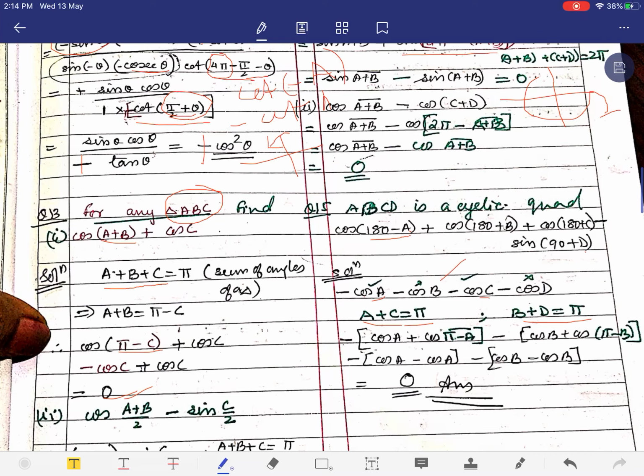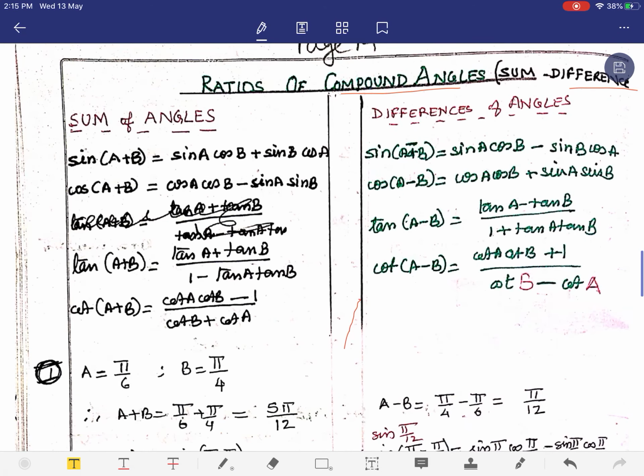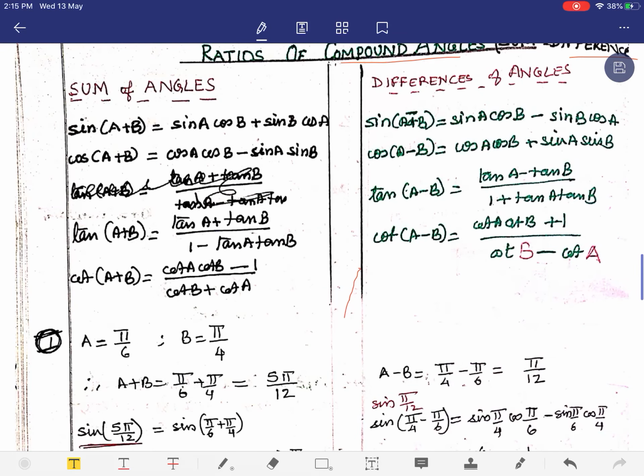Now, we move on to the next identity, that is, we will be finding the ratios of compound angles. Compound angles means sum or difference, that is, whatever angles we have, we take up a combination of sum or difference. So, we have the formula. I have written the formula, on one side the sum of the angles, on the other side the difference of the angles. We have to practice the questions through these formulae. You can write them on one sheet and keep reading the formulae again and again to remember them. To start with, sine of A plus B.